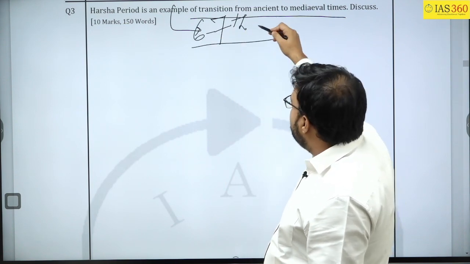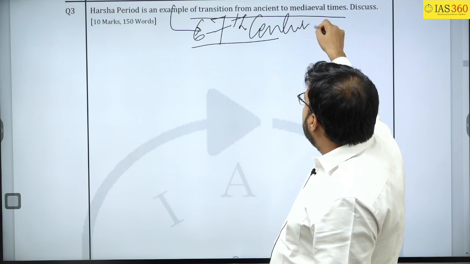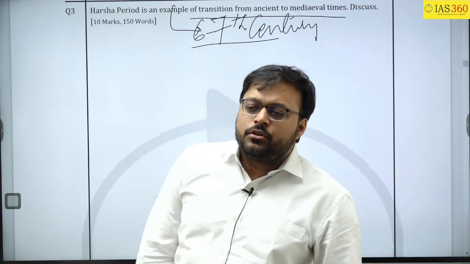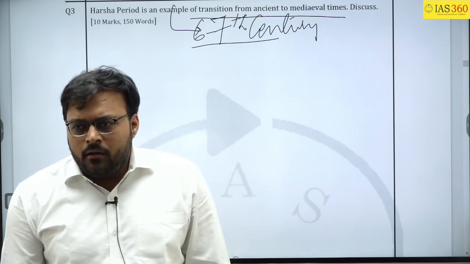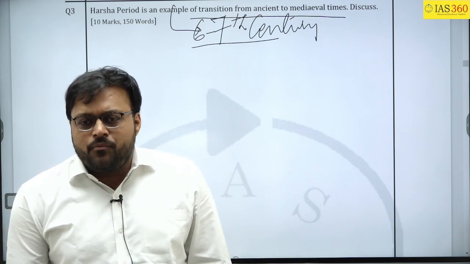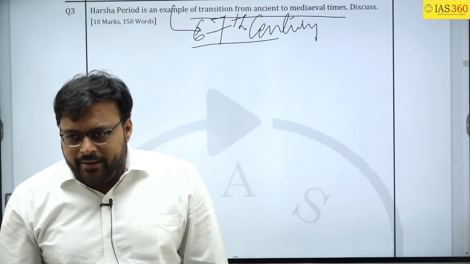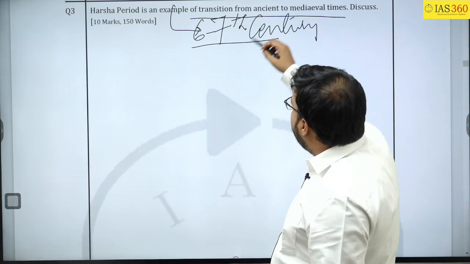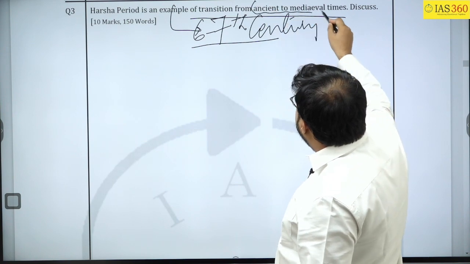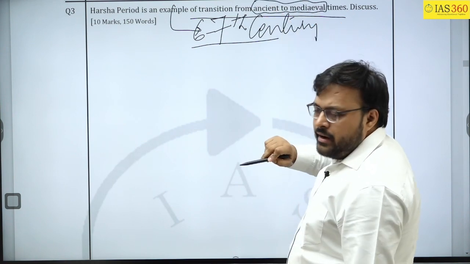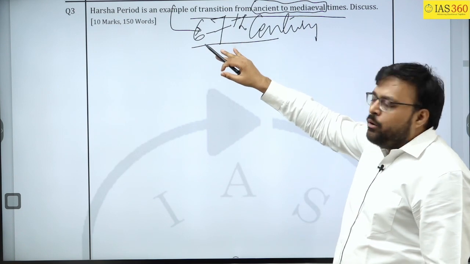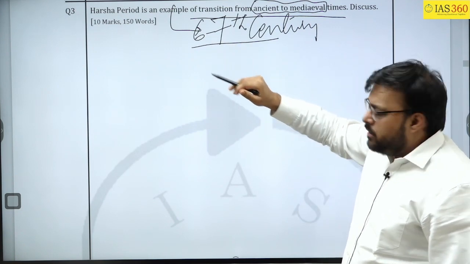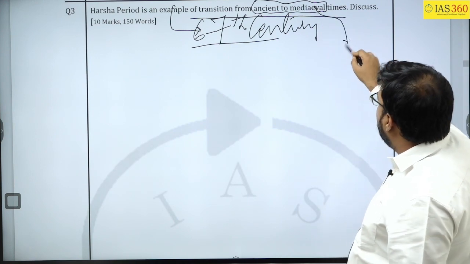7th century. Okay. Also you can say that Harsha was the last great ruler of North India who ruled during the period from the 6th to 7th century AD. But the question is why I am saying that the Harsha period is an example of transition from ancient to medieval times. It simply means that whether or not you know about the ancient period of Harsha, it doesn't matter if you know the characteristics of medievalism.